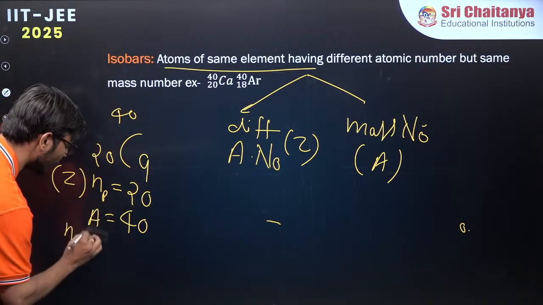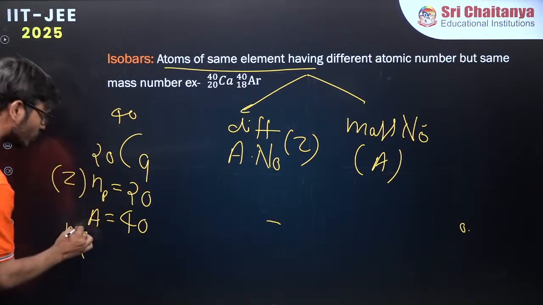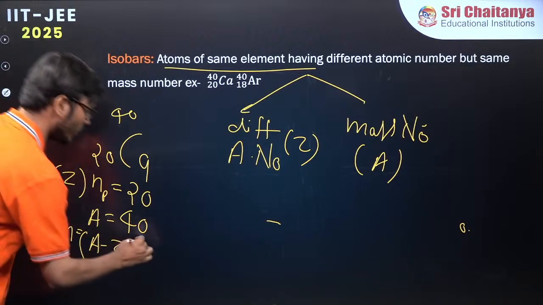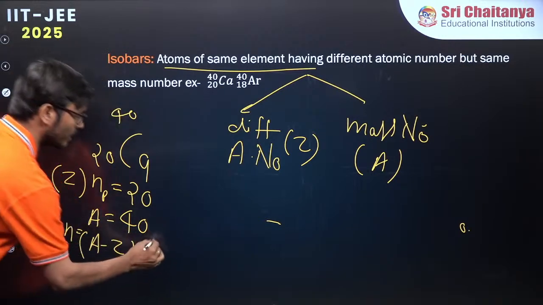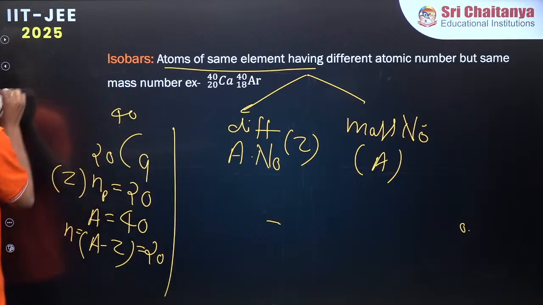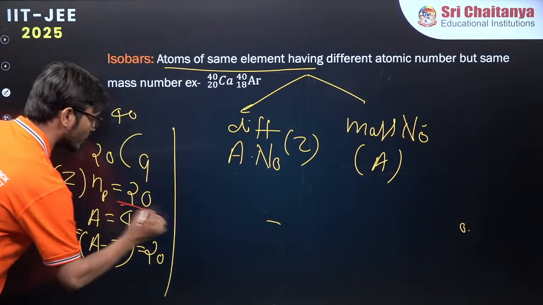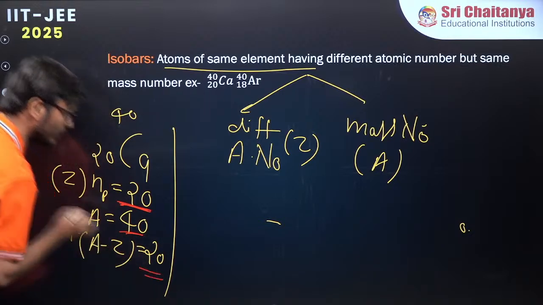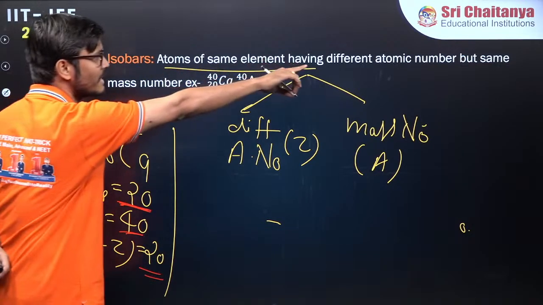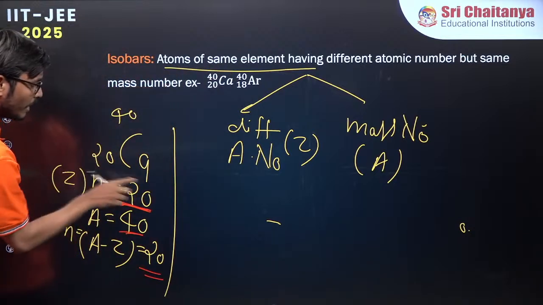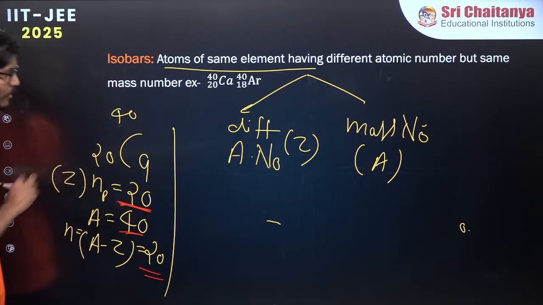Number of neutrons is equal to mass number minus atomic number. So the number of neutrons is 20, right? So this is for calcium. For calcium, number of protons comes out to be 20. Mass number is 40, therefore neutrons are 20. The definition says that having different atomic number but same mass number. So you see, number of protons 20, mass number 40.